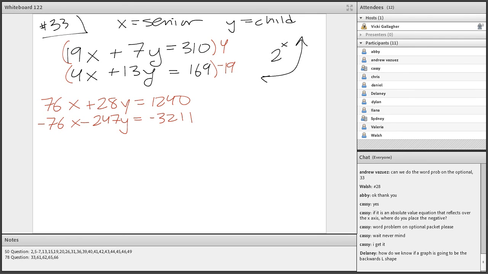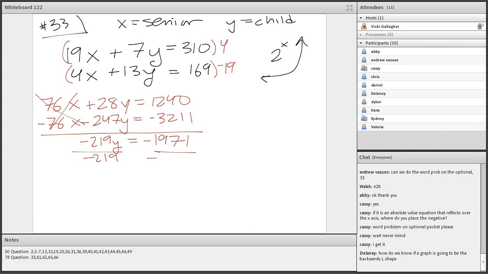And then we add straight down. So 76 plus negative 76, those will cancel or eliminate. 28 plus negative 247 is negative 219. And then 1240 plus negative 3211 is negative 1971. We divide by negative 219.